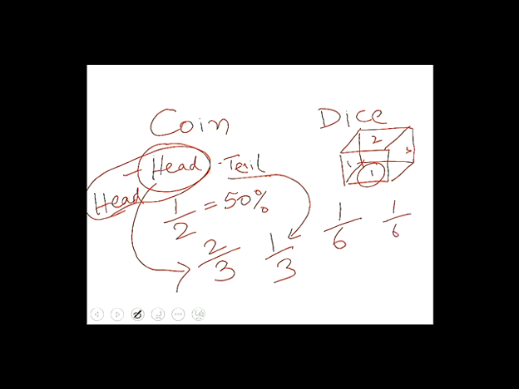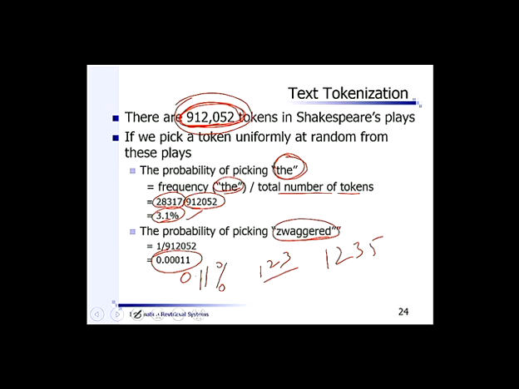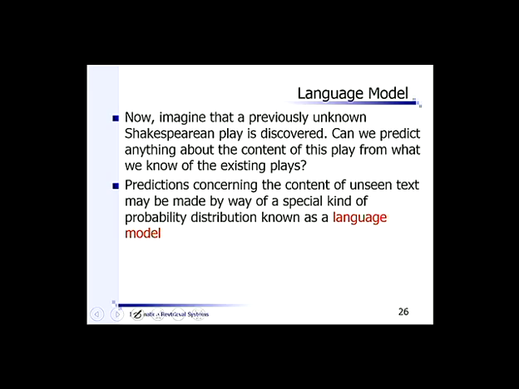If there is a dice in which 1 appears, let's say 3 times, what is the probability of 1? Then it will be 3/6. So we simply calculate the frequency, how many times something is repeated, divided by the total number of outcomes. So it's the same concept here. The total number of terms in the entire document collection is something like 912,000. For any term or any token, we can calculate the probability of picking it at random by dividing its frequency by the total number of terms. So simple so far? I hope so.